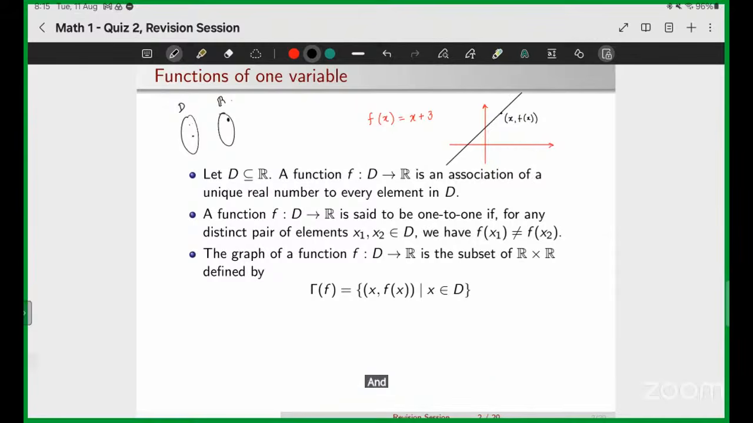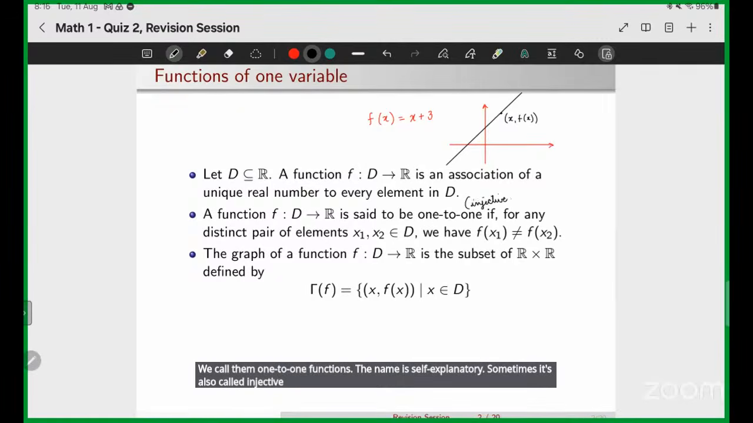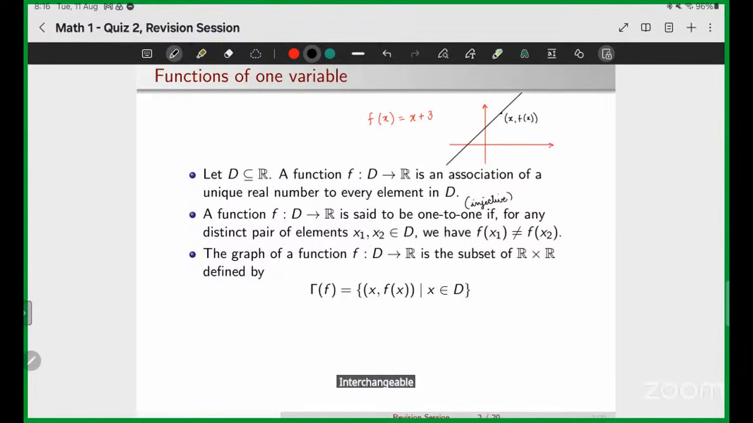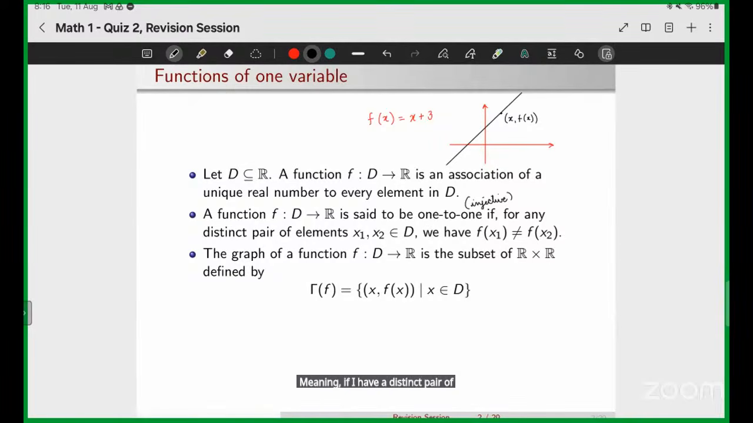And functions for which that does not happen, we call them one-to-one functions. The name is self-explanatory. Sometimes it's also called injective, interchangeable. Both mean the same thing, which says that in addition to the fact that every element is mapped to a single element, no two distinct elements are mapped to the same element. Meaning, if I have a distinct pair of elements, f of x1 and f of x2 have to be distinct as well. Okay, so such functions are called one-to-one functions.